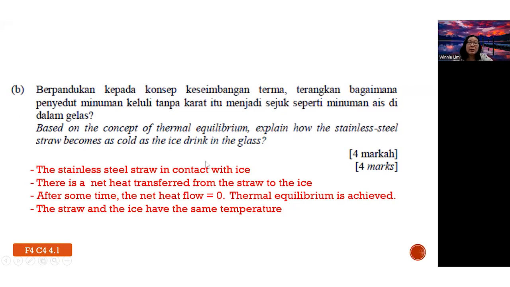The stainless steel straw is in contact with the ice, because you really must be in touch. You must touch each other, both objects. Then there is a net heat transferred from the straw to the ice because the straw has a higher temperature. Just now the teacher mentioned that ice has a lower temperature, as heat flows from a hot object to a cold object. Then after some time, the net heat flow is 0. Thermal equilibrium is achieved.